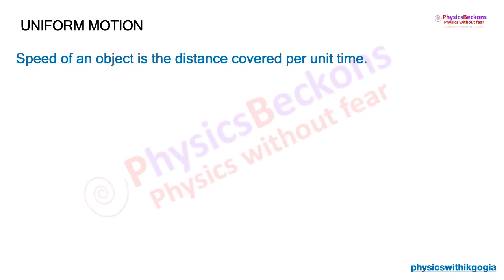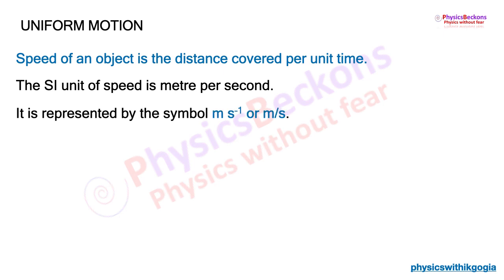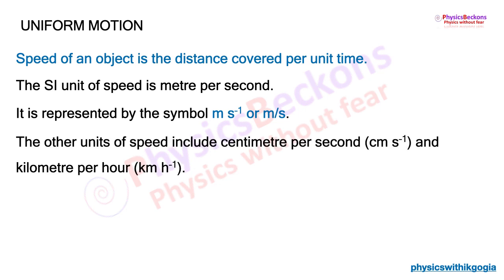So, in physics, we define speed of an object as rate of motion or the distance covered per unit time. The SI unit of speed is meter per second. It is represented by the symbols ms^-1 or meter per second. The symbols are on the screen. There are other units than meter per second, because meter per second is SI unit. Other units are centimeter per second, kilometer per hour, etc.